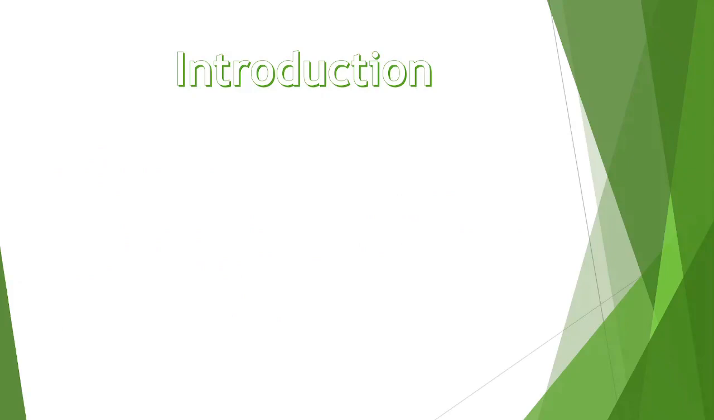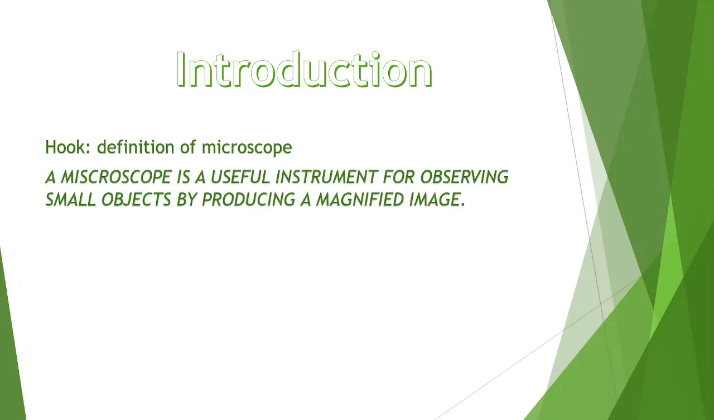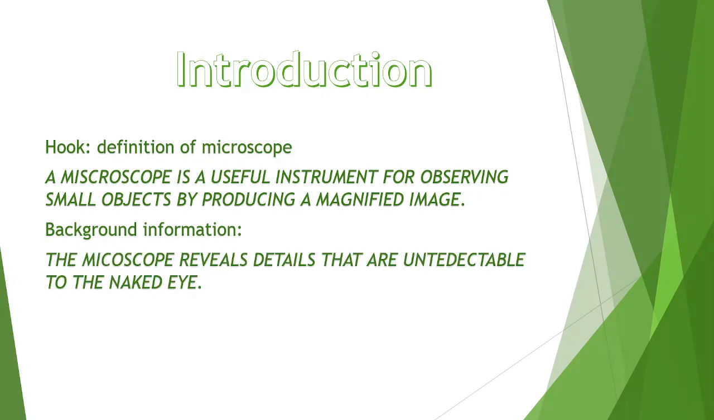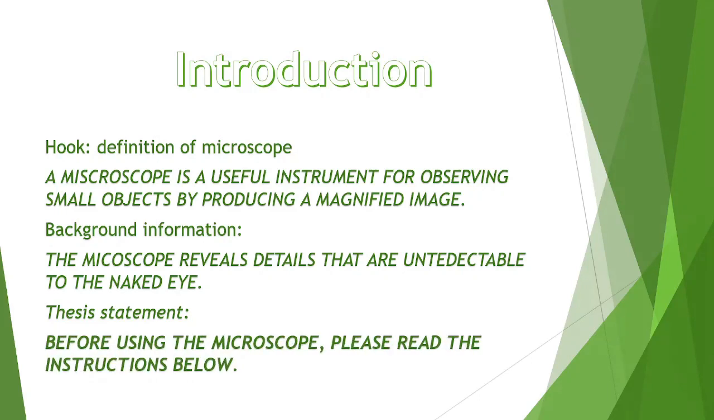Then let's look at the introduction in detail. The author starts the writing with a hook, which gives the definition of microscope. And after that is the background information. The author uses what a microscope does to link the hook and the thesis statement. The thesis statement is the most important sentence in the whole writing: "Before using the microscope, please read the instructions below." It tells you what to do in the writing.